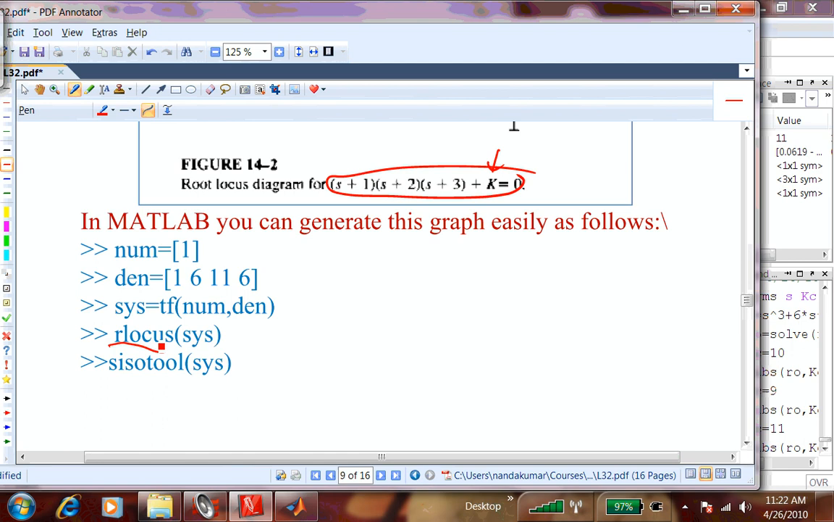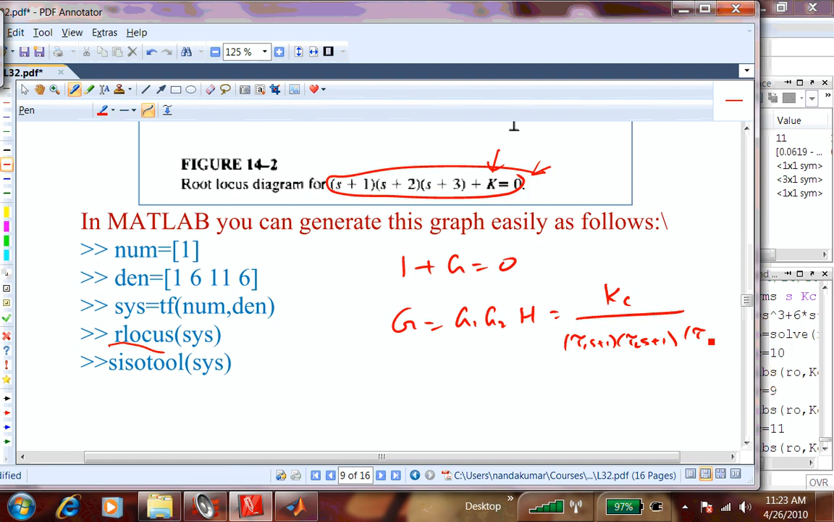All you need to give is the so-called open loop transfer function. This is why I introduced the terminology of open loop transfer function. It's nothing but the product of all the transfer functions. So in MATLAB, we need to define the numerator and denominator. Remember, 1 plus G equals 0, where G is the open loop transfer function, G1, G2 times H, in this particular case. And H is Kc, so it is Kc divided by (tau1 s plus 1)(tau2 s plus 1)(tau3 s plus 1).